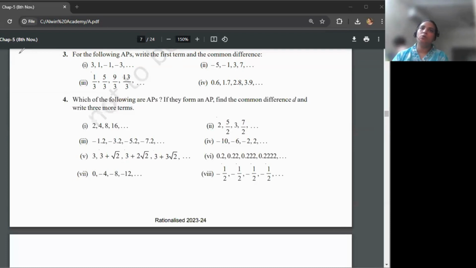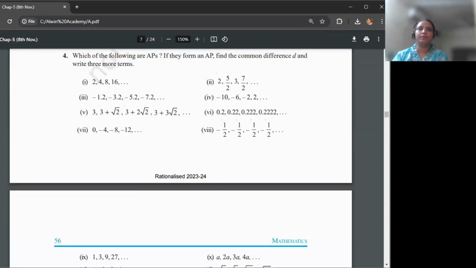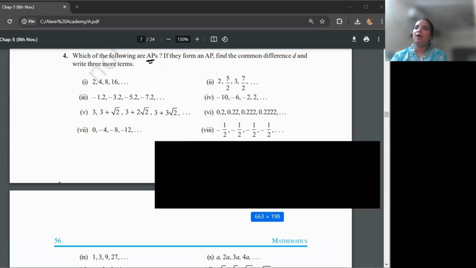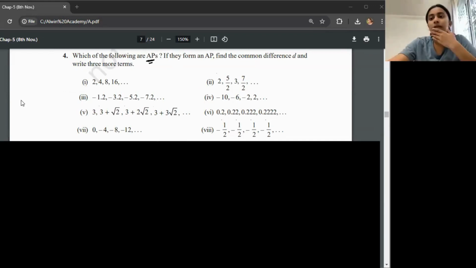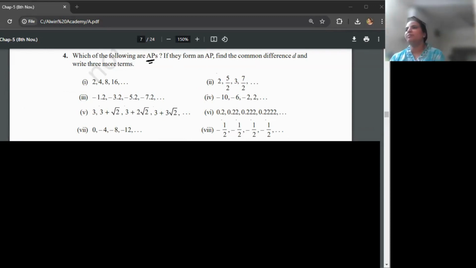Okay. Now moving to question number 4. Which of the following are APs? APs को justify करने के लिए you have to find the difference. If the subsequent differences are the same, then that is an AP. Understood or not, everyone?